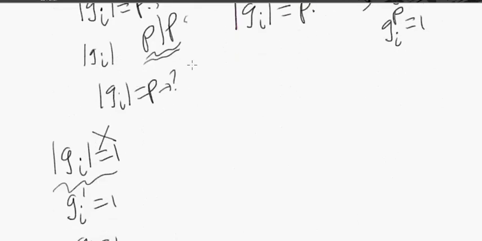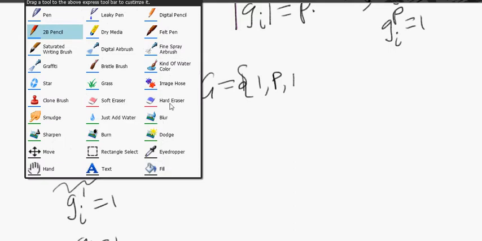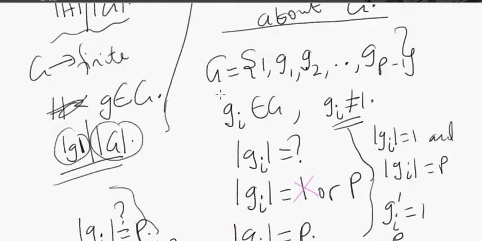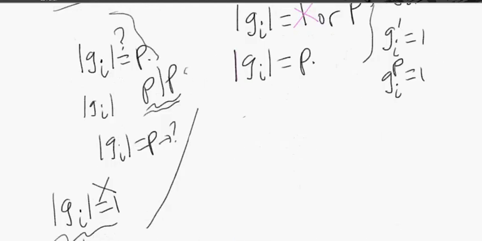Alright, so if the order of g sub i equals p, what does that tell us about the group G? Remember our set G was just 1, g1, g sub 2, up to g sub p minus 1. Why are we even writing down the set G? Didn't we already establish before that G was this? But now we've established that there is some element g sub i in G whose order is p.